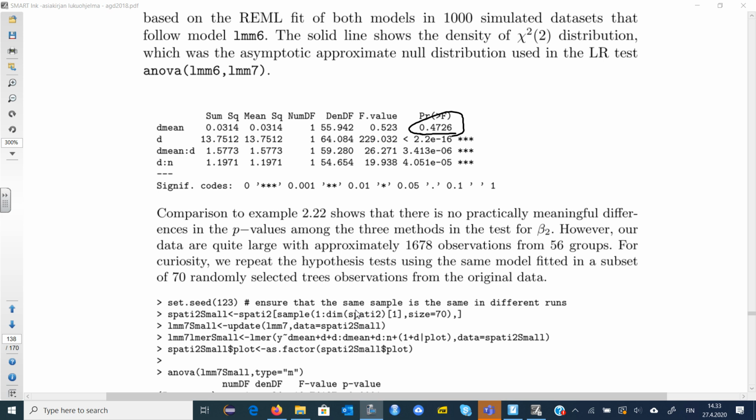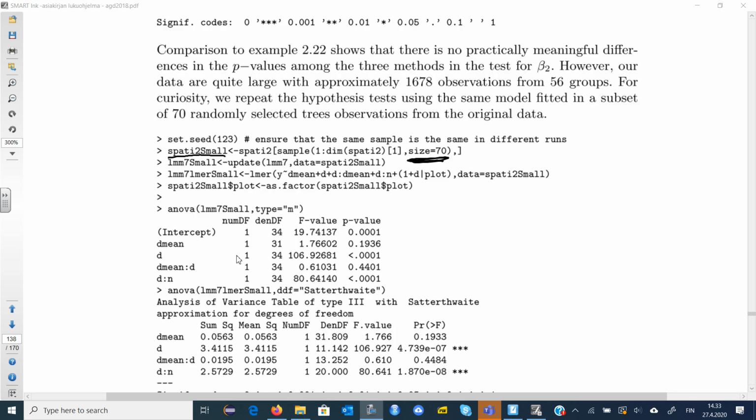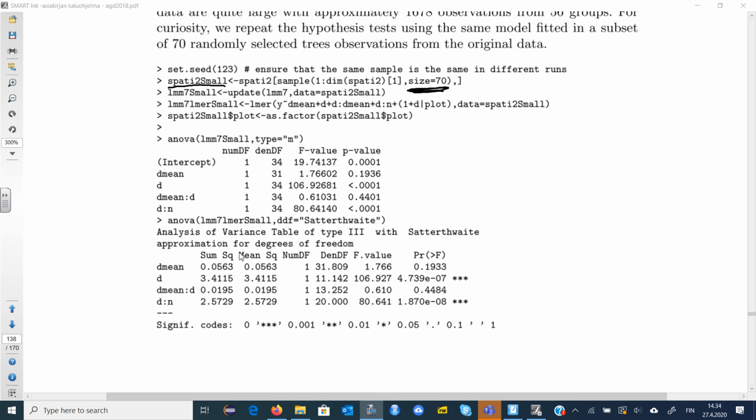But these adjustments make a difference only with small data sets, so it might be interesting to see whether they would make a difference if the data were smaller. Therefore, for demonstration, we generate a new data set that is a sample from the original data but includes only 70 trees. This is now called the SPATI2 small data set, and we refit the models to that data and do the same tests.